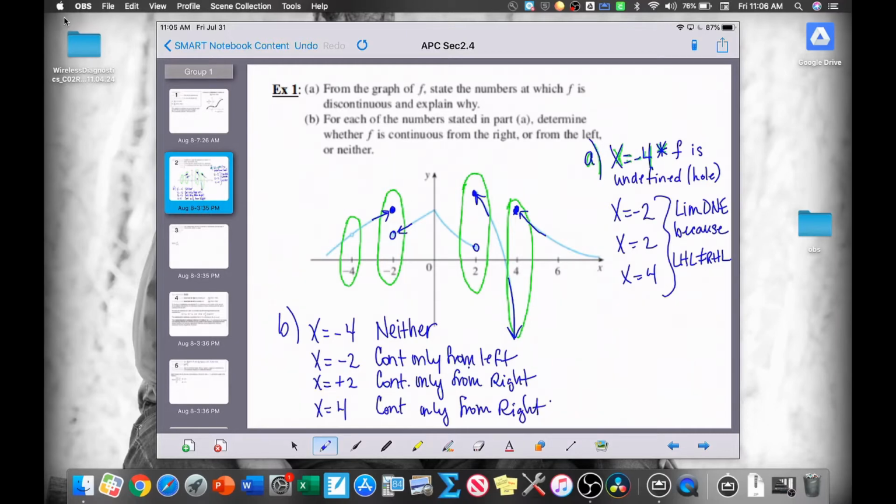So I think this graph really helps us understand continuity, why things are not continuous, looking at a graph, and then understanding what it means to be continuous from one side, continuous from the left or continuous from the right, that you need to have a closed circle in order for that to be the case.